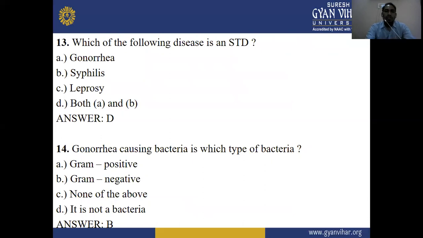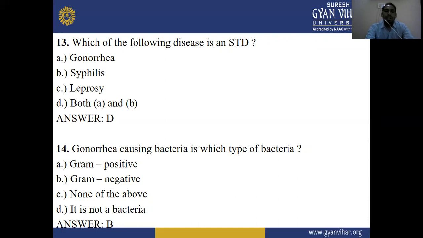Next question. Which of the following diseases is a sexually transmitted disease? Option A, gonorrhea. Option B, syphilis. Option C, leprosy. And option D, both A and B. The right answer is D, both A and B. Gonorrhea and syphilis are sexually transmitted diseases.